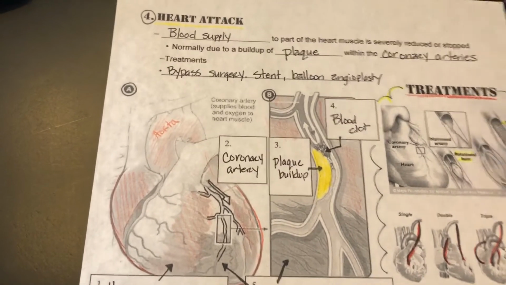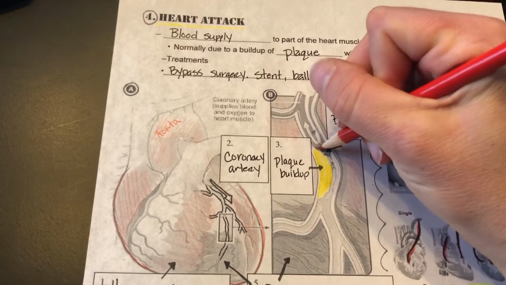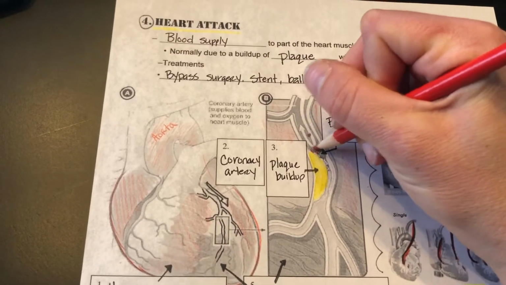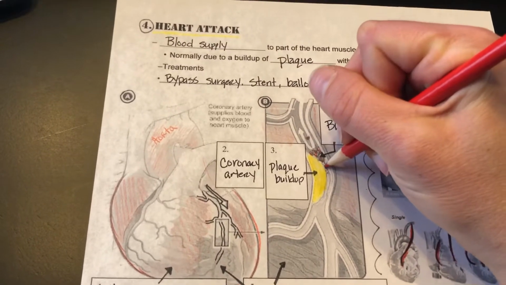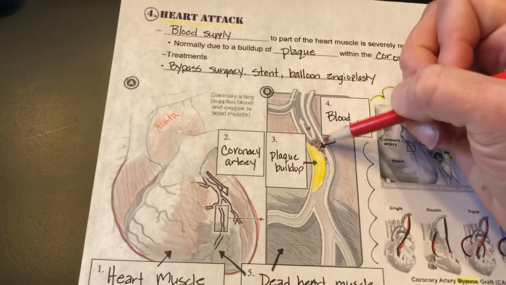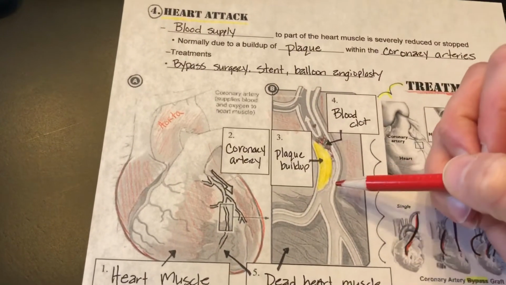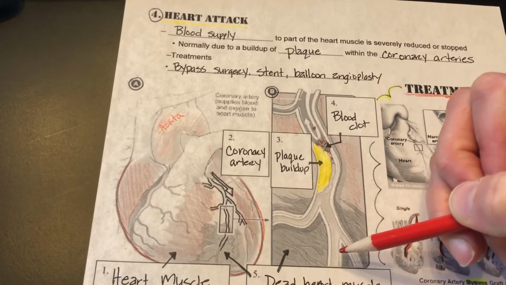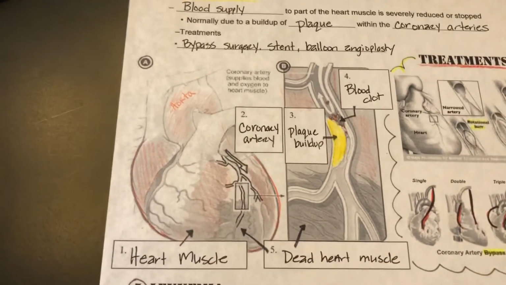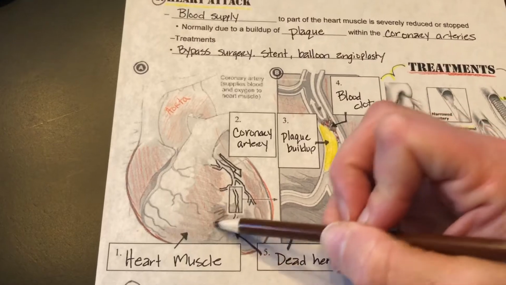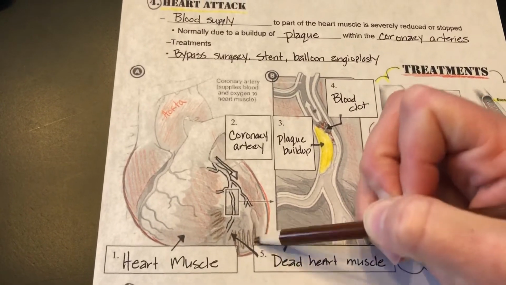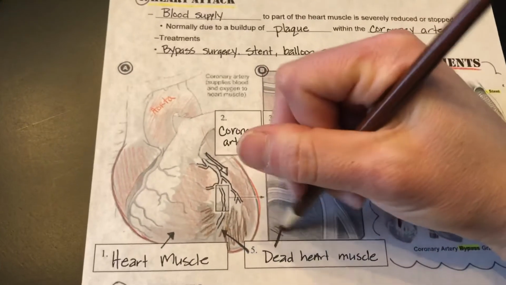Now this is especially a problem if there's a blood clot. So you can see the little red blood cells here, and they have clotted together with the platelets. And so now there is complete blockage here so that blood cannot flow. So go ahead and grab your brown, and then down here we're going to have some dead heart muscle.